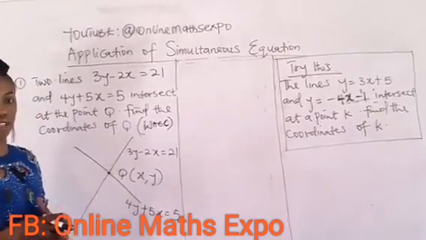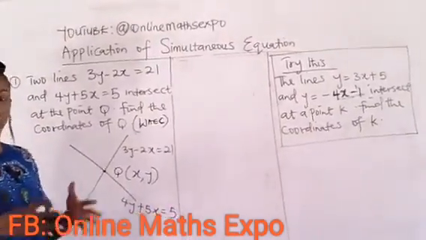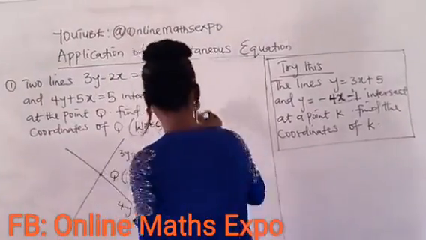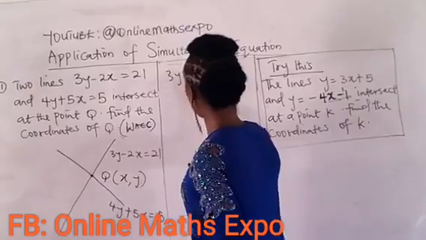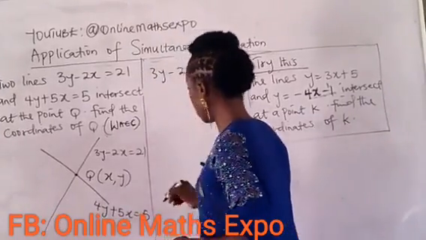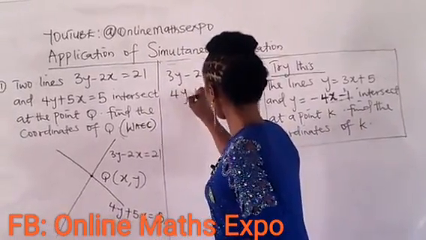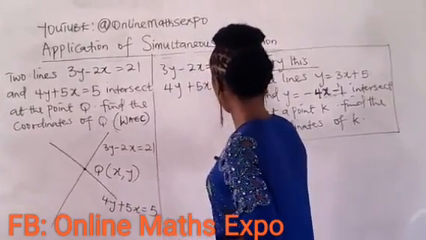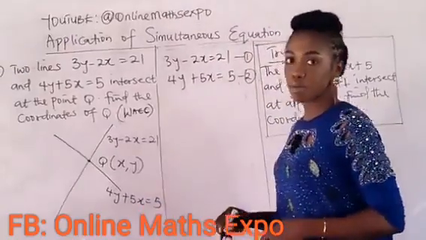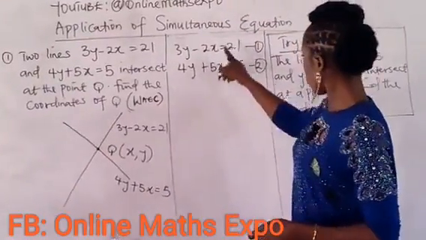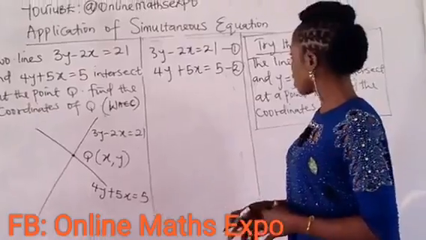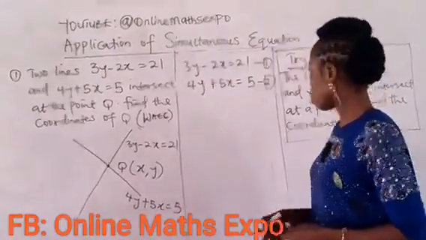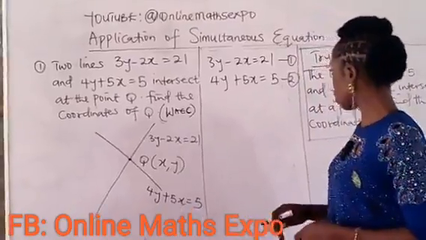You can use any of the methods. You can use the elimination method. You can also use the substitution method. So we solve to have 3y minus 2x is equal to 21, and 4y plus 5x is equal to 5. This is equation 1 and this is equation 2. I hope you are still following. So what do we do here? We can use the elimination method. We can also use the substitution method. So let's simply use the elimination method.